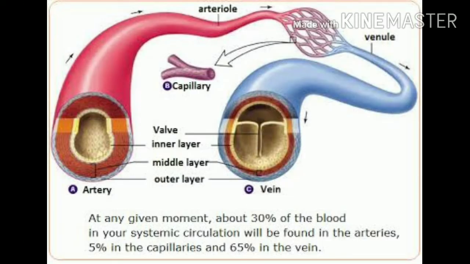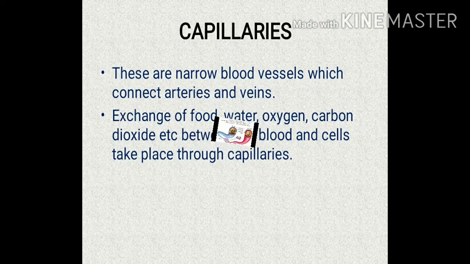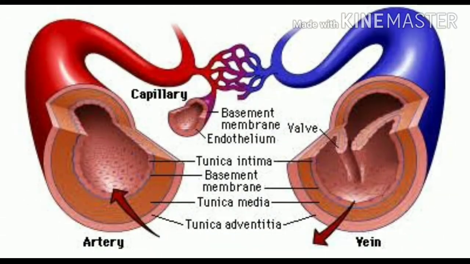In this picture, you can see one vein and one artery, and in between these two, you can see some network of blood vessels. Do you know what are these? These are the capillaries. Capillaries are narrow blood vessels which connect arteries and veins. Exchange of food, water, oxygen, carbon dioxide, etc. between the blood and cells take place through capillaries.